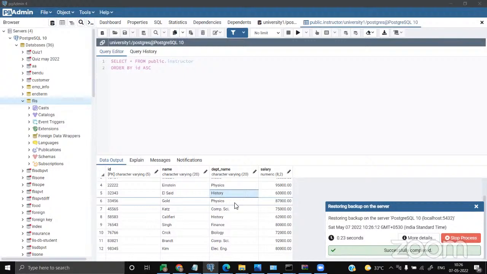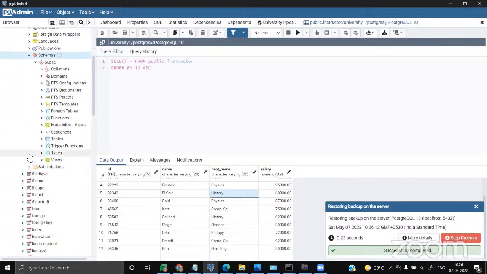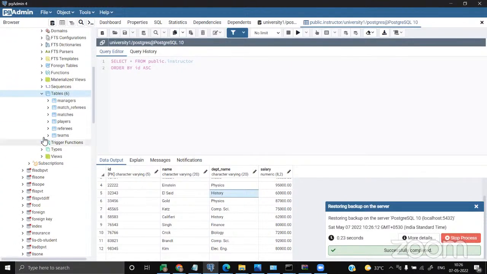Yes, sir. I am getting a failure message for restoring the backup. Okay, suppose this happens. You can check the schema, then tables. If all the tables are present, I think the data is restored. I think the problem is in the popup box. Yes, sir, the tables are showing and the query browser is also showing. Your data is restored. I think the database is restored. Okay.